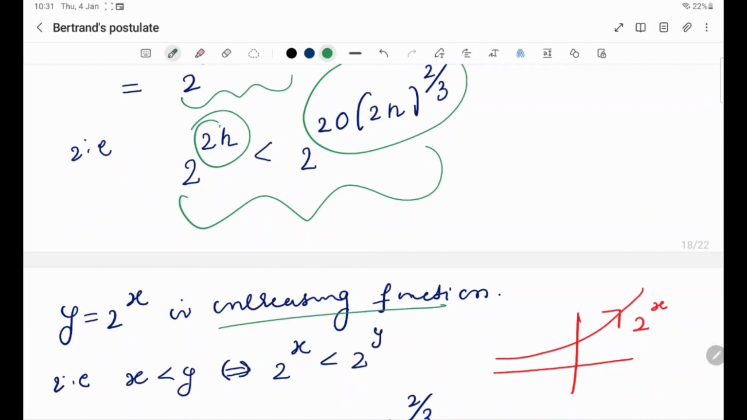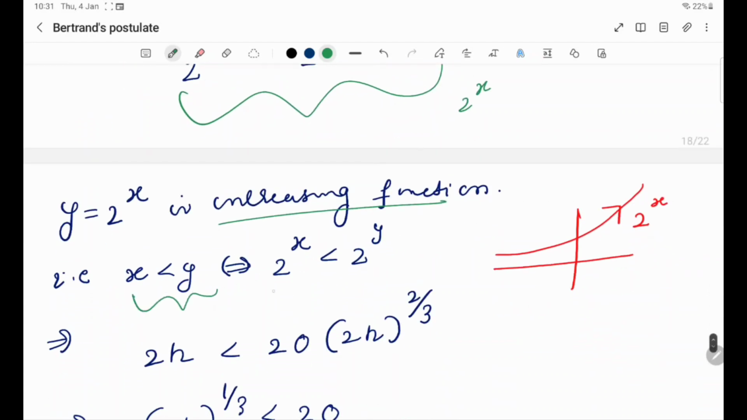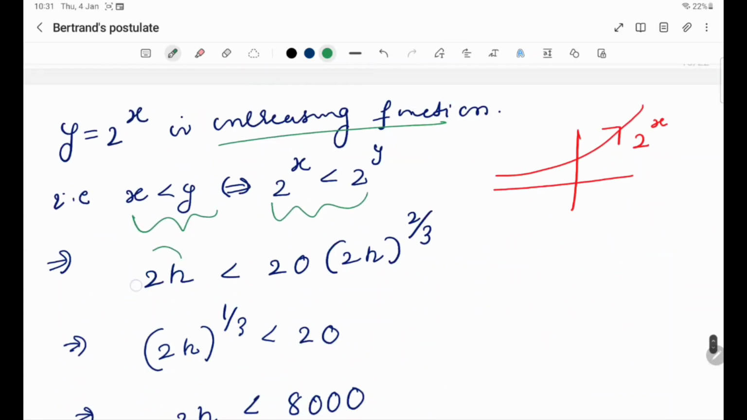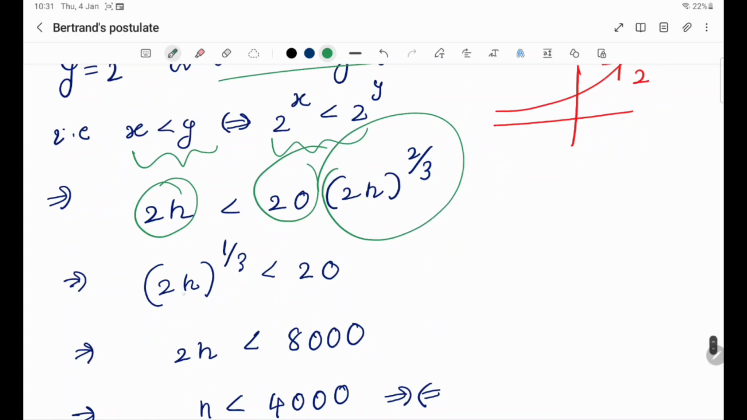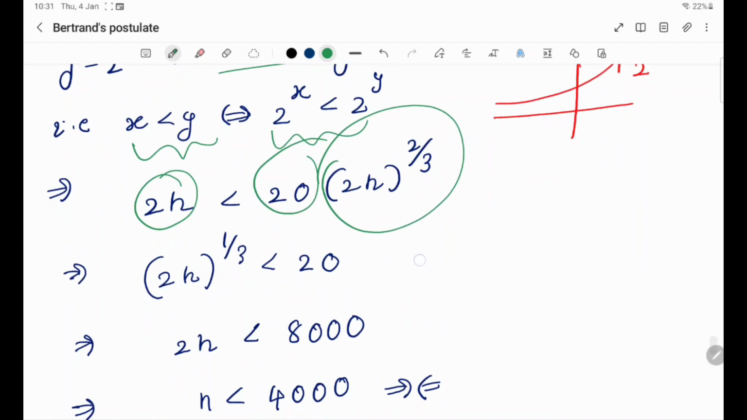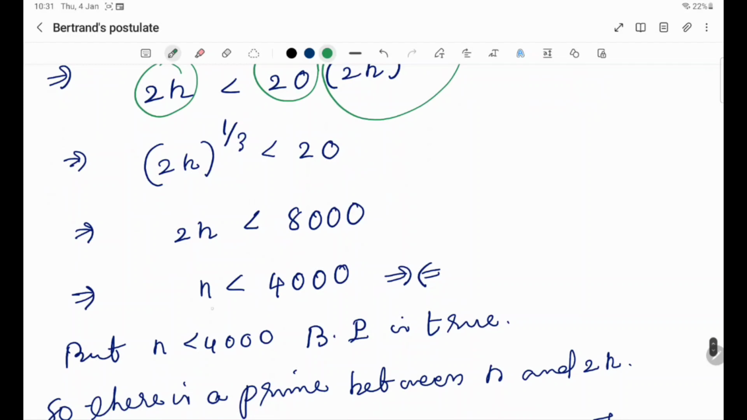So definitely, it is a one-to-one function also in that part. So if 2 raised to x is like this, x is less than y if and only if 2 raised to x is less than 2 raised to y. So definitely the exponents give 2n is less than 20 times 2n raised to 2 by 3. From that, 2n raised to 1 by 3 is less than 20, so 2n is less than 8000 by cubing both sides. Finally what you are getting: n is less than 4000. So n is greater than 50 and n is less than 4000.